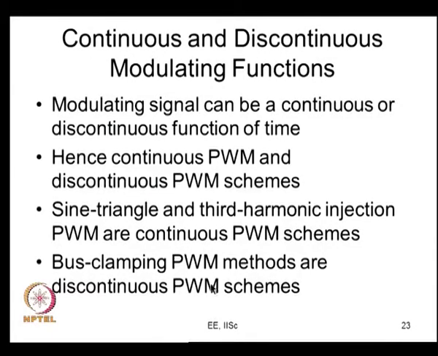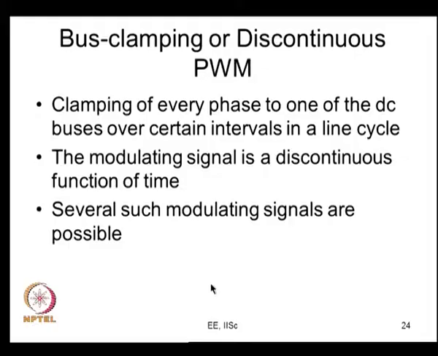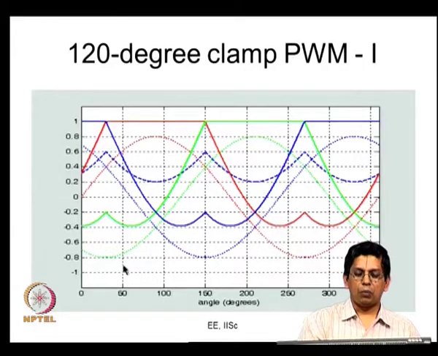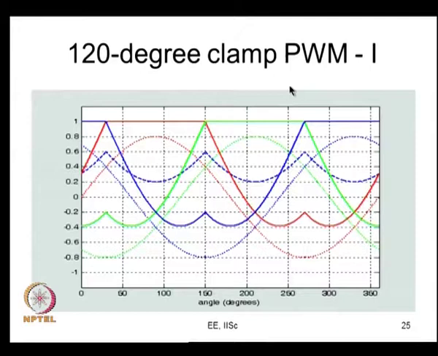So, now in bus clamping, what happens? Every phase is clamped to one of the DC buses over certain intervals in a line cycle, and typically the phase is clamped to the positive DC bus for 60 degrees and to the negative DC bus in another 60 degrees. So, the modulating signal is a discontinuous function of time. Then several such modulating signals are possible. This is what we have seen before, and now we are going to relook at one and see what is the problem with the so called 120 degree clamp PWM.